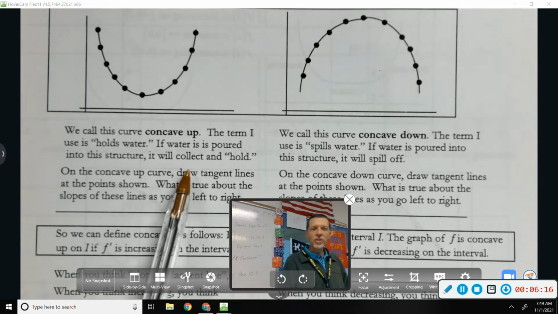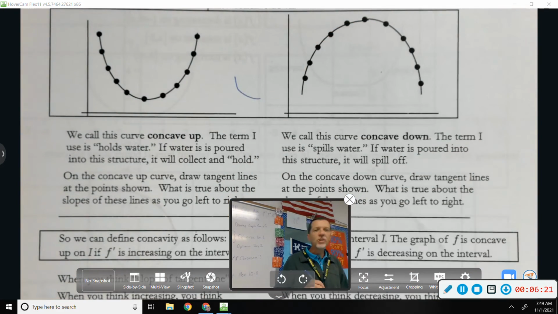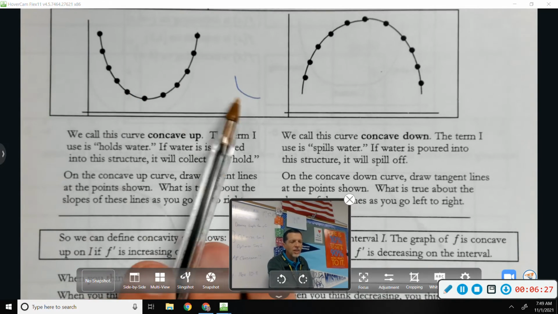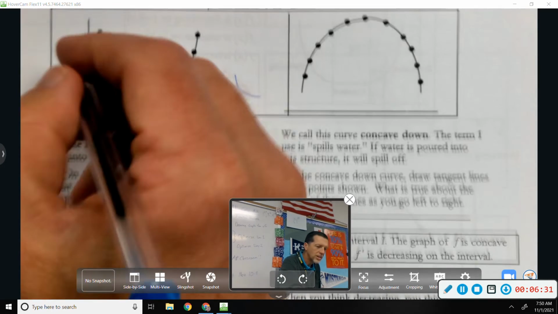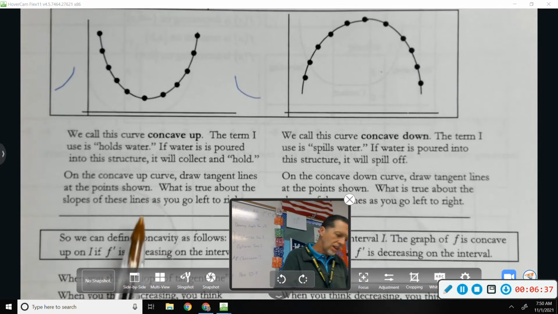The problem with the hold water thing is that that's also concave up, but that would not hold water. So I get what he means. Just be careful. That's concave up, would not hold water. That's concave up, would not hold water. So be careful with the holding water thing.